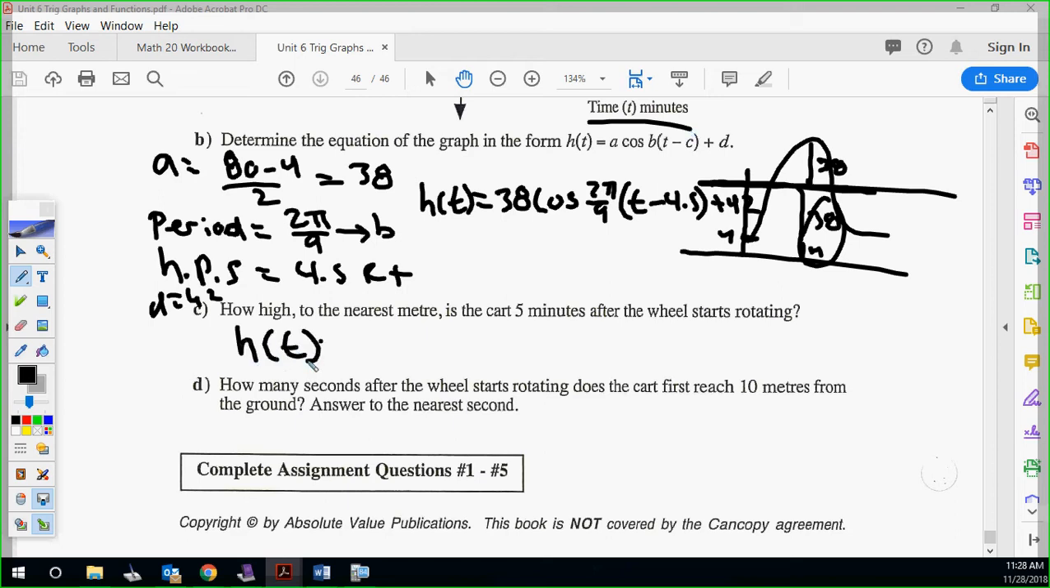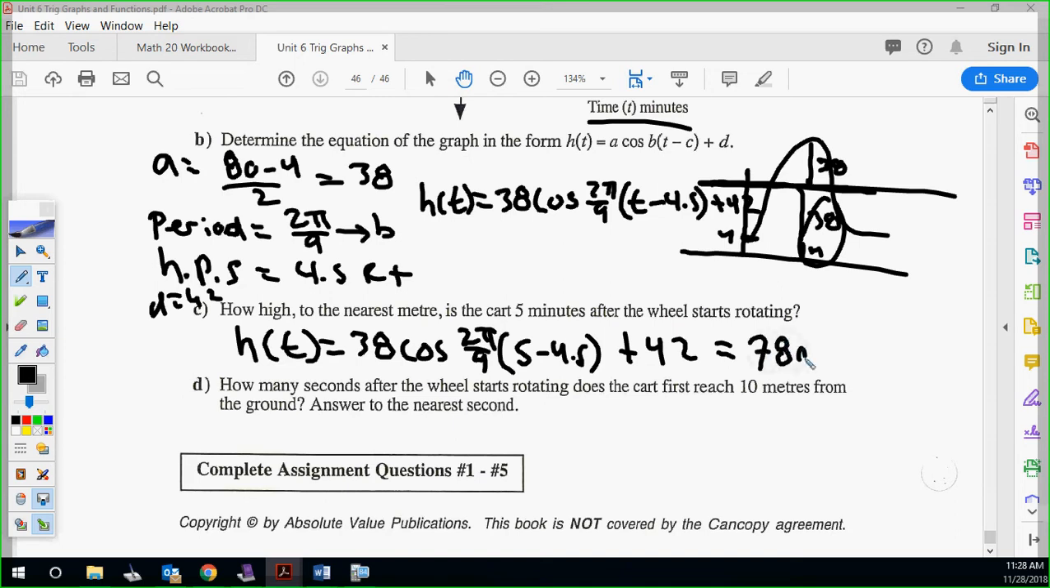So h of t is 38 cosine 2 pi over 9, 5 minus 4.5 plus 42. Calculate that. You should get 78 meters. Now, the number sense makes sense here. 5 minutes is really close to 4.5. 4.5 is the highest spot for the Ferris wheel. Right? 4.5 is the high point. That's what it tells you. So 5 minutes is 78. That's really close to the high point. If you're at 5 minutes, you just went over the high point. You're on your way down.